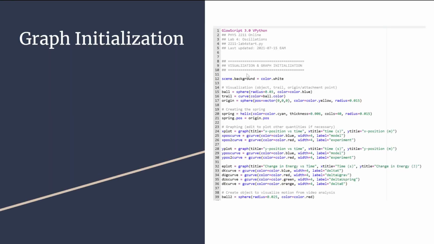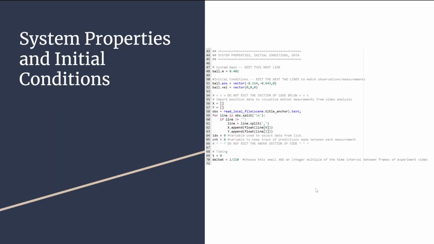So this is an initialization stage of the graph where everything's created. And this is the system properties and initial conditions. So first off, we have the ball's mass. Then we have the initial position and initial velocity, which is 0. And then here's our initial time and the change in time that we will be recording our data.